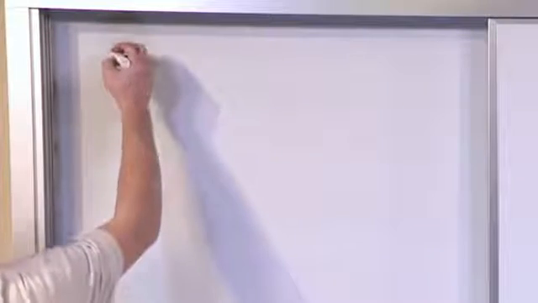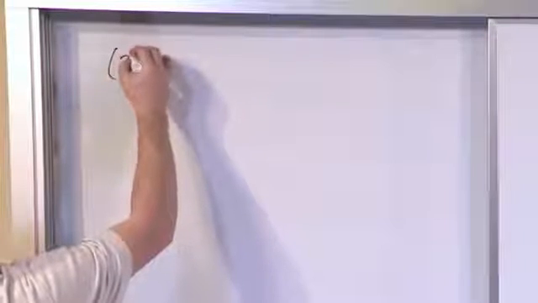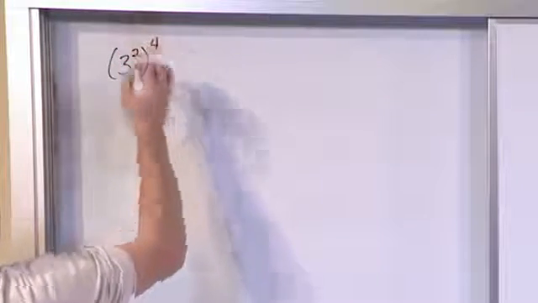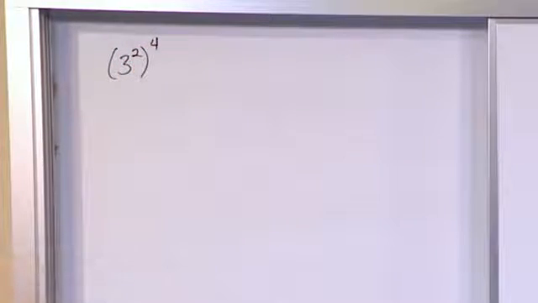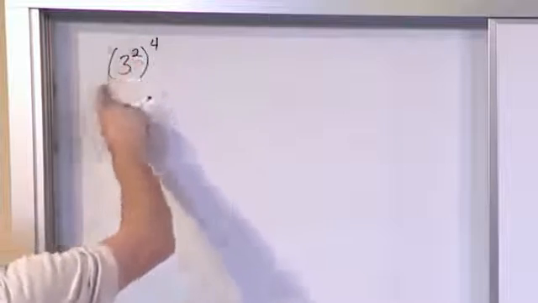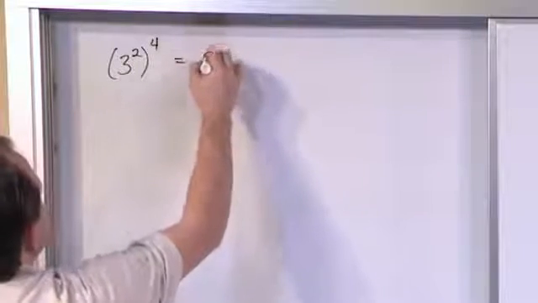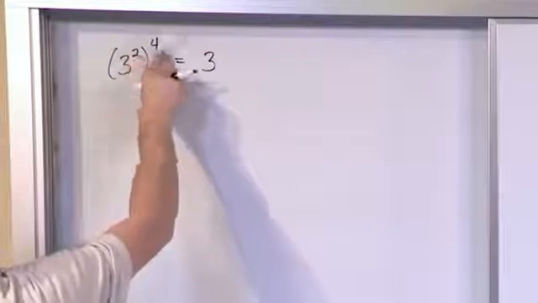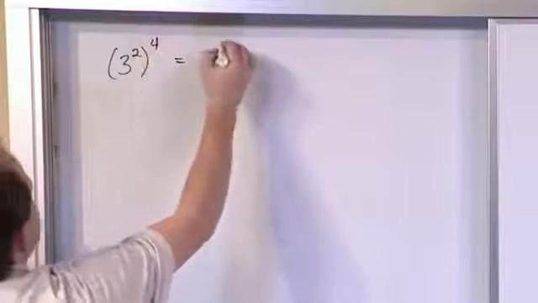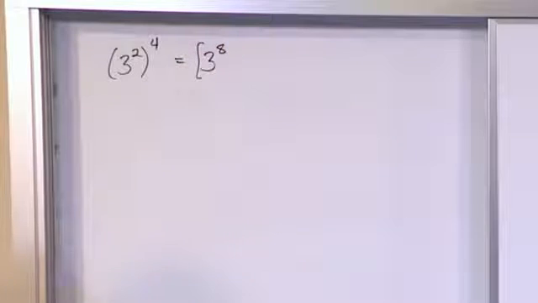Now we're going to learn about how to handle a situation when you have something like this. We have something squared, and it's raised to a power. Or in a more general sense, you have an exponent raised to another exponent. The way you do that is you leave the base the same and then you multiply the exponents. 4 times 2 is 8. So it's 3 raised to the 8th power.